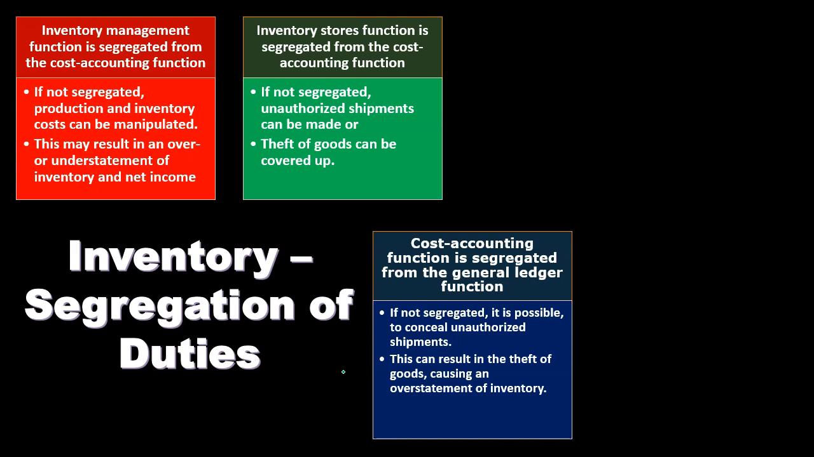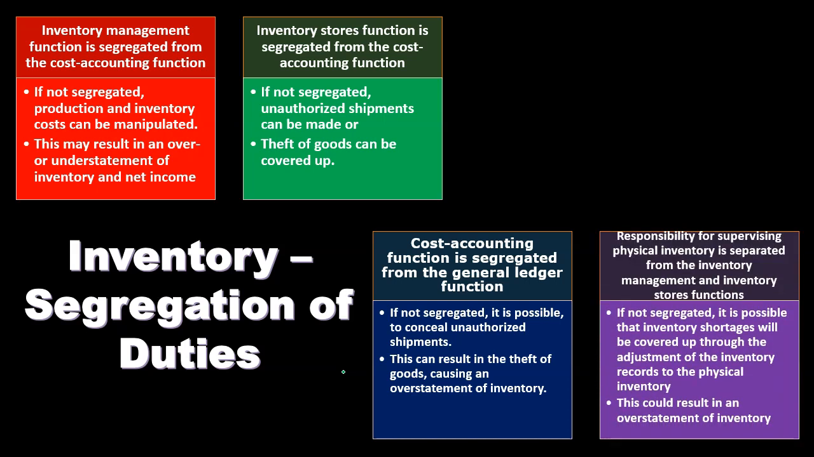So the cost accounting function is separated from the general ledger function. If it wasn't, it is possible to conceal unauthorized shipments. This can result in the theft of goods, causing overstatement of inventory. Then we have the responsibility of supervising physical inventory, separate from the inventory management and inventory stores function. If they weren't segregated, it is possible that inventory shortages will be covered up through the adjustment of the inventory records to the physical inventory.